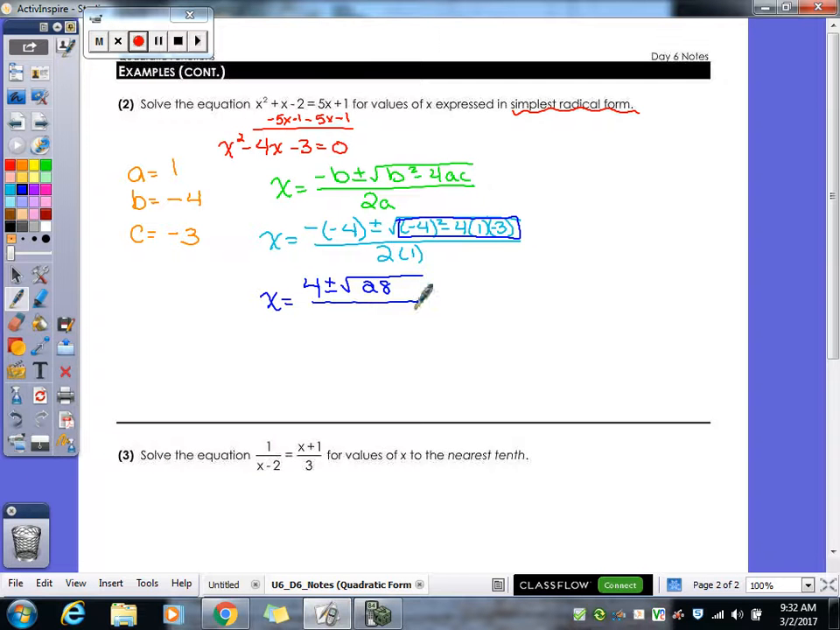So then it's all over 2. So we got 4 plus or minus square root of 28 all over 2. Now again, our directions said simplest radical form. So I'm going to step out of the problem for a second and look at just my radical 28. What's our perfect square that goes into 28?